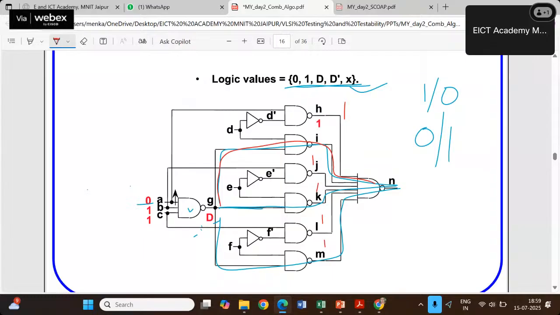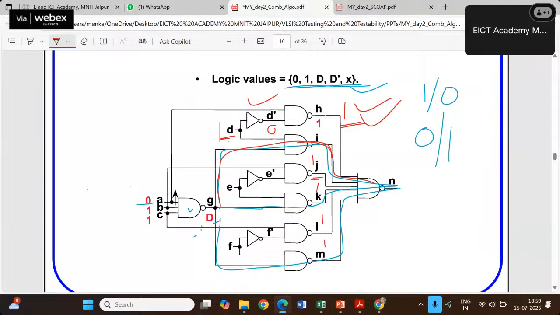So for I, if I want to propagate it through this, what should I have at D? D is expected to be non-controlling, and the non-controlling value is 1. So if this is 1, I'm going to make D dash 0. This 1 and 0, 0 ANDed with anything, I am getting 1 at the output. That is true, that is good. So D equal to 1 means I can propagate the fault through this. But now we have to check for J, K, L, M. So let's check for J.